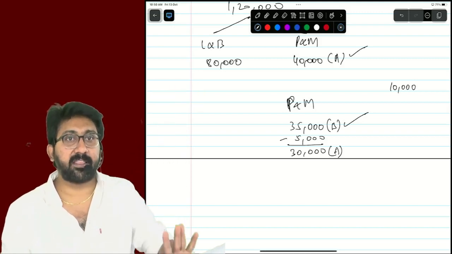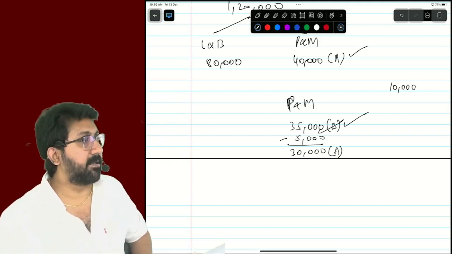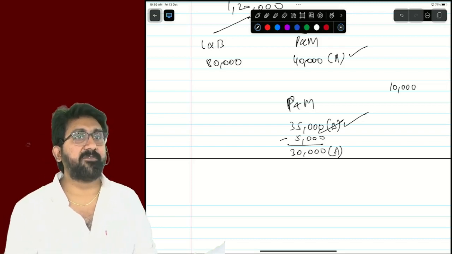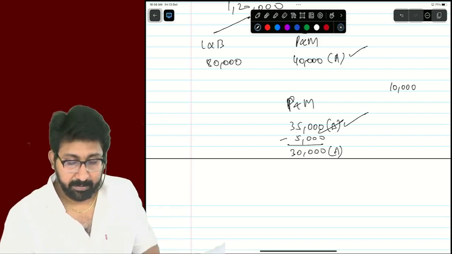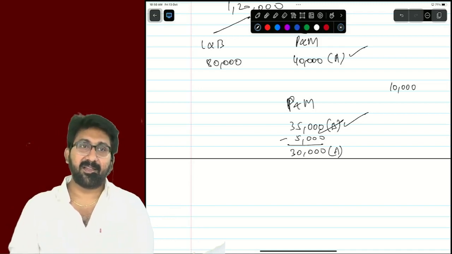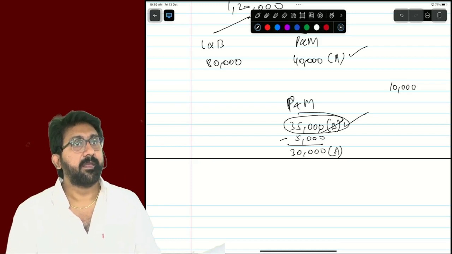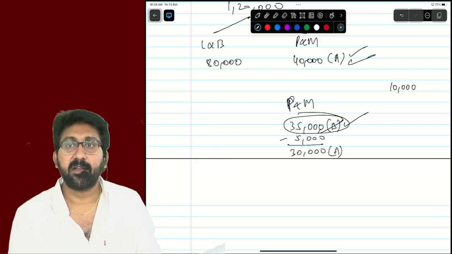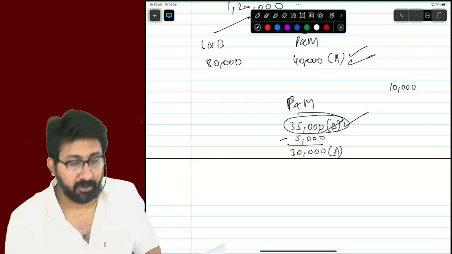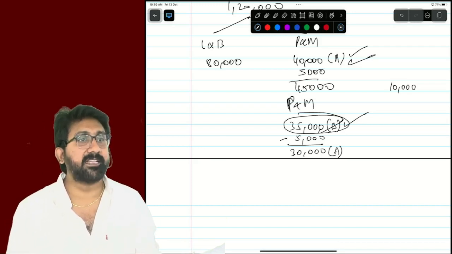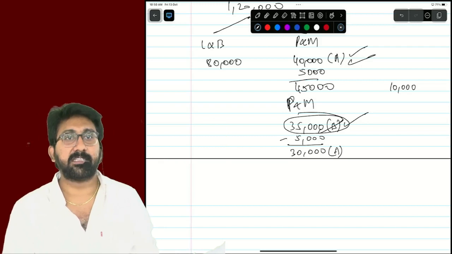Or you can do it in another way. Is 35,000 before or after? Before. Is 35,000 before additional depreciation or after? Before. 40,000 is after. Bring this also into before. How much will it be? 45,000. Even in that case, how much increase is there? 10,000. That's how it is done.